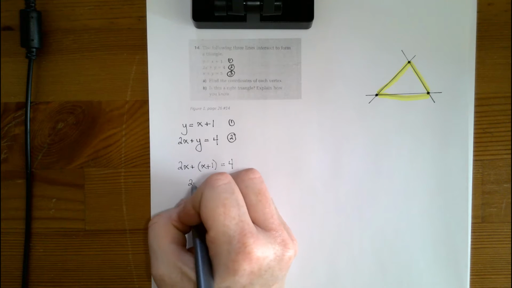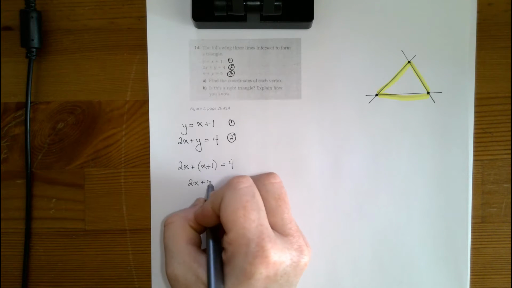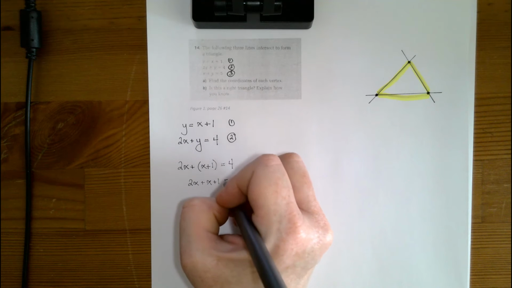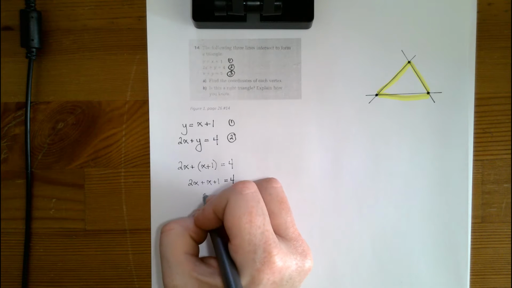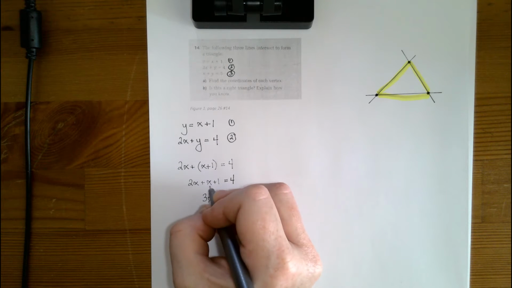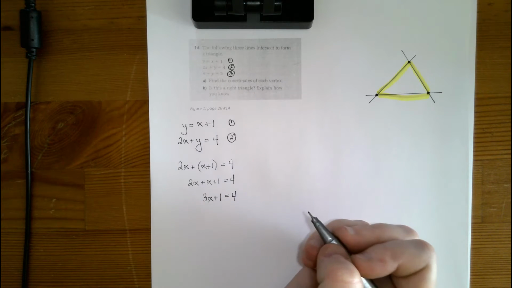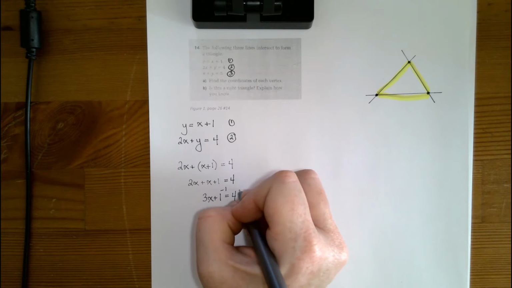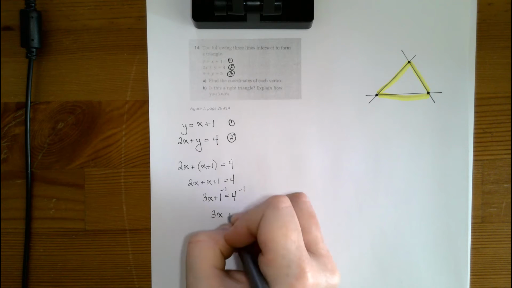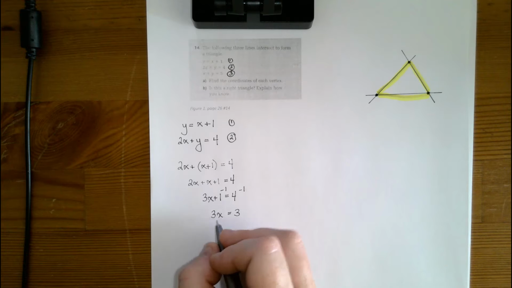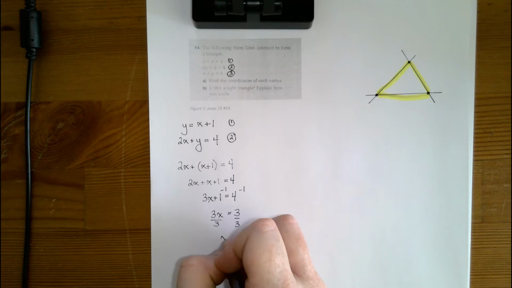Now I just need to solve. There's a 1 in front of the bracket, we just don't write it, so 1 times x is x, and 1 times 1 is 1, and that equals 4. I collect my like terms, so I have 3x plus 1 equals 4. Then I subtract 1 from each side because I'm trying to get x all by itself, so 3x equals 3. Then I divide both sides by 3 to isolate x, and so x equals 1.